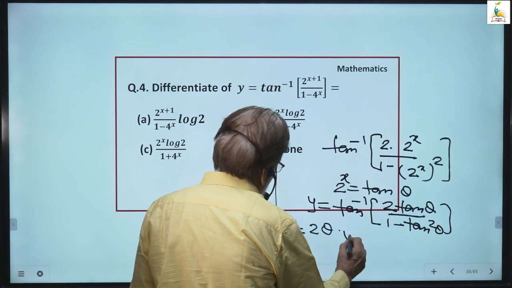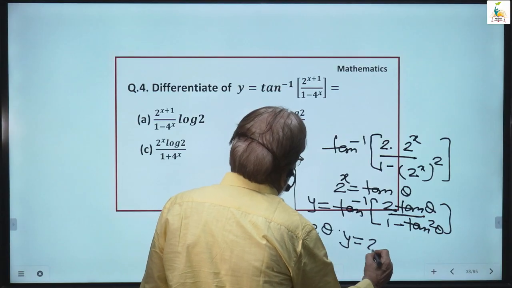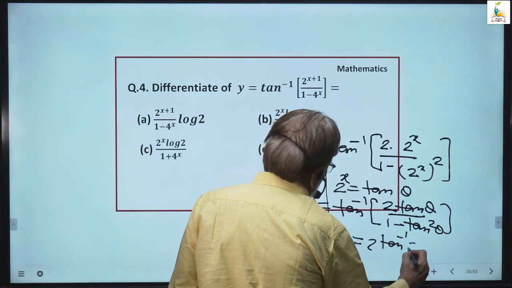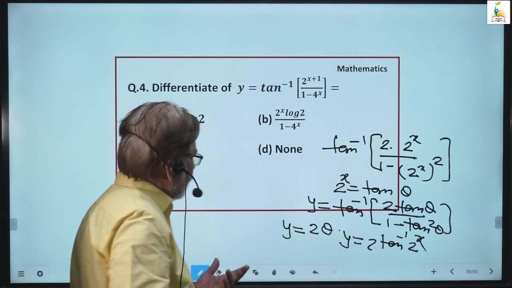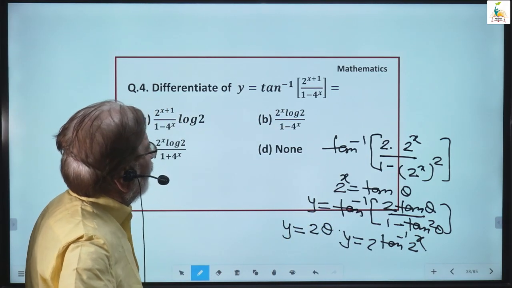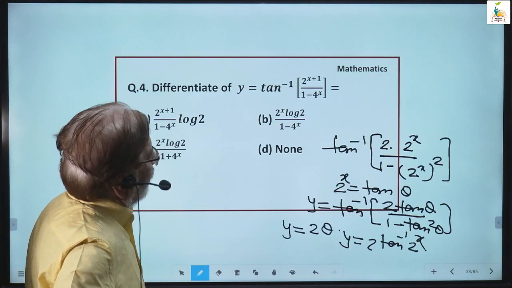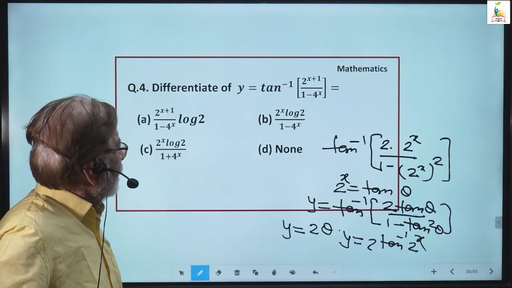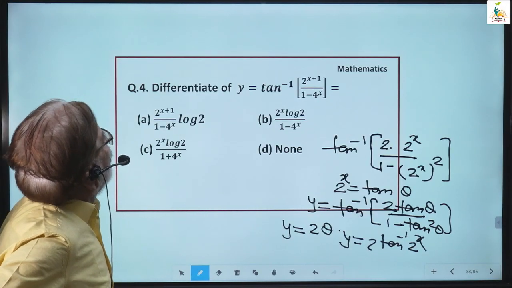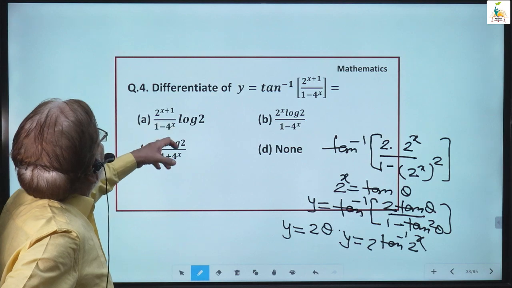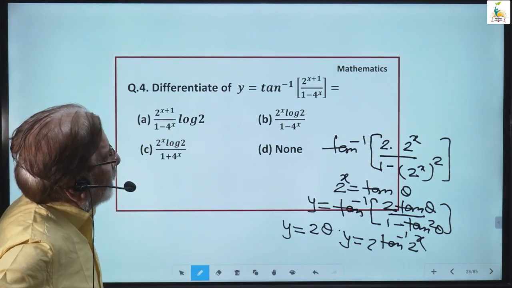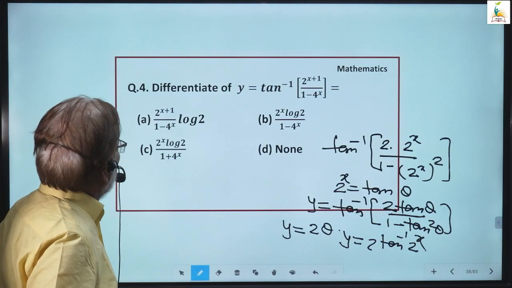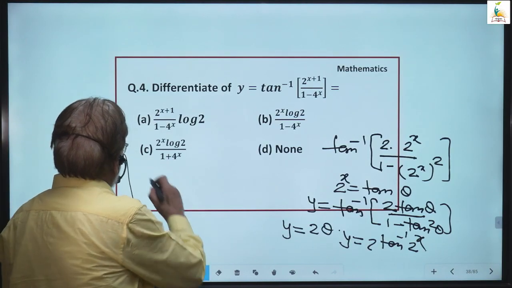Now y equal to 2 tan inverse 2 raised to x. If you differentiate it, dy upon dx will be equal to 2 into, now what will be the differentiation of 2 raised to x? Tan inverse 2 raised to x upon 1 minus 4 raised to x. So the answer will be 2 raised to x plus 1, 1 minus 4 raised to x, then log of 2. So this will be the answer.